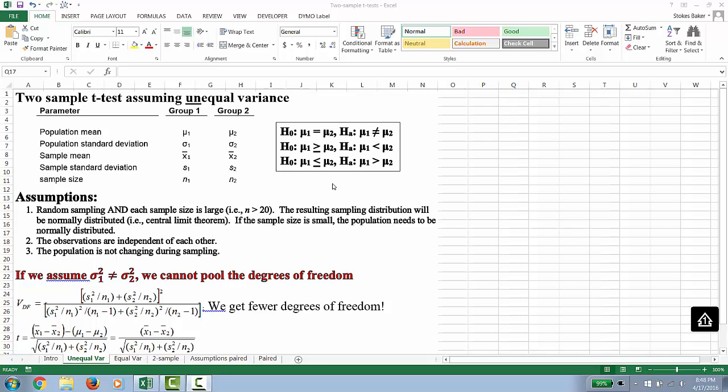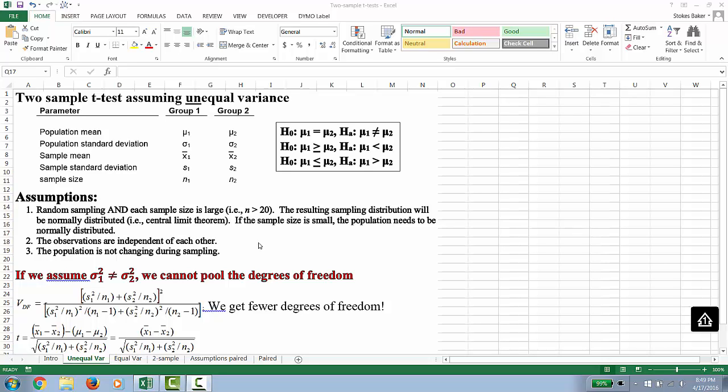Or you can write it as a one-tailed test where you say one mean is going to be larger than the other, and the alternative hypothesis gives us the opposite direction in the relationship. In our two sample t-tests, we have two ways we can do this. We can assume that the variation between the two populations is the same, in which case we call it equal variance, or we can not make that assumption, in which case we call that unequal variance.